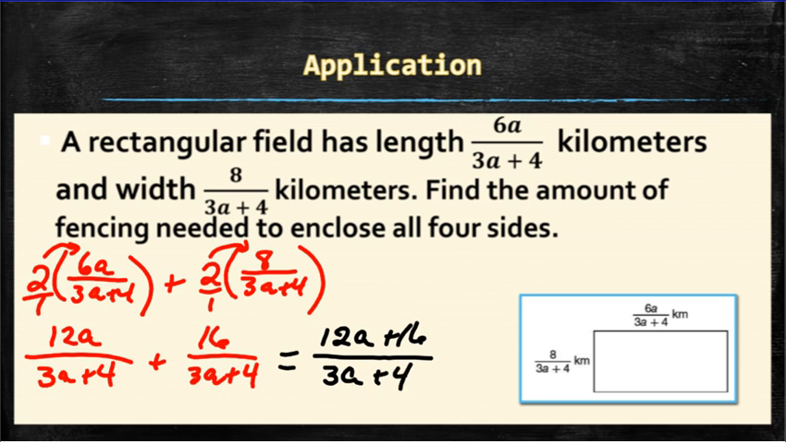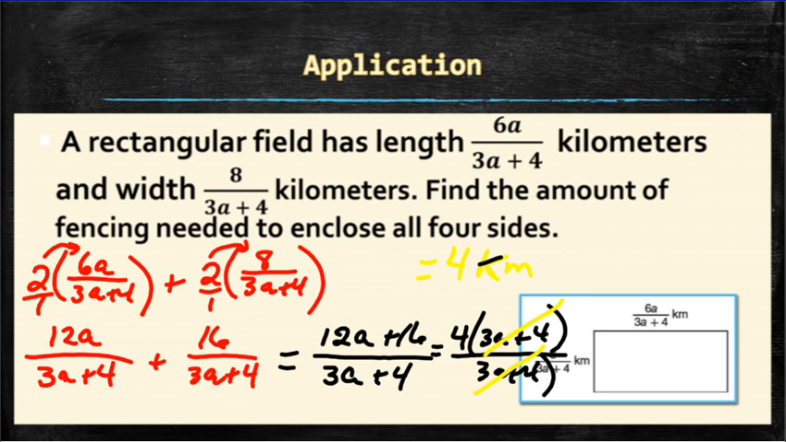I can now factor this out. I can take a 4 out in the numerator. That gives me 3a plus 4. And then the denominator, I have 3a plus 4. The 3a plus 4's cancel out. So I would need a perimeter of 4 kilometers. So 4 kilometers of fencing would be needed to enclose that whole field, or that whole yard.